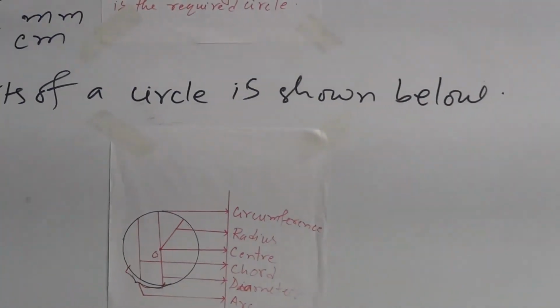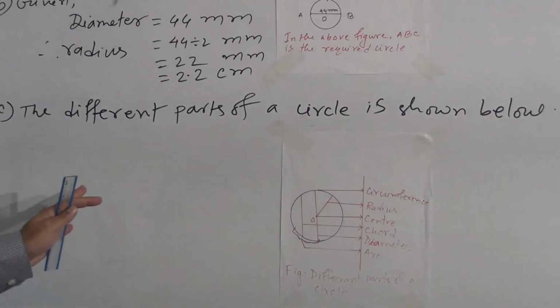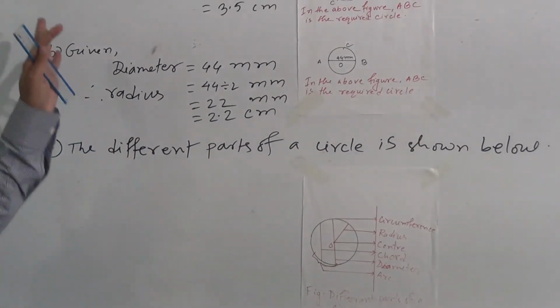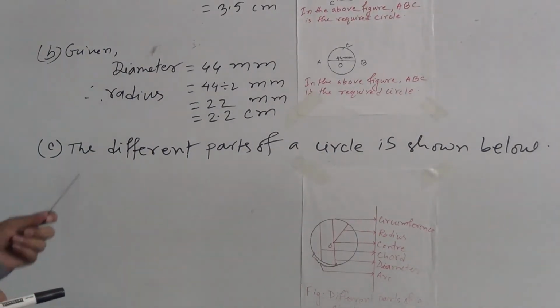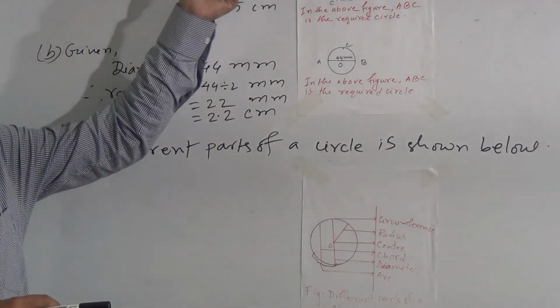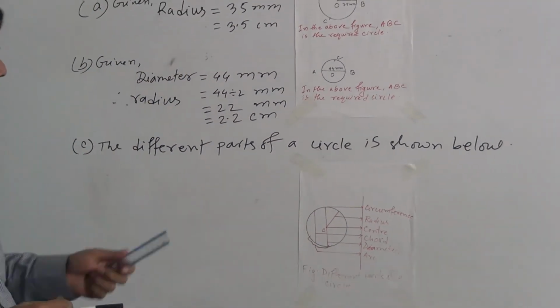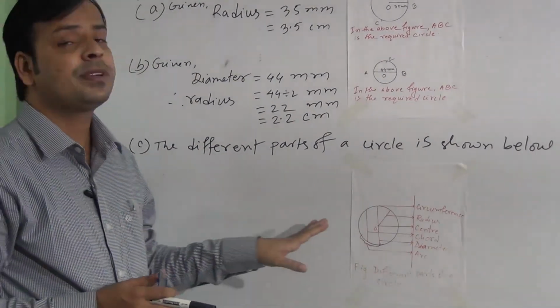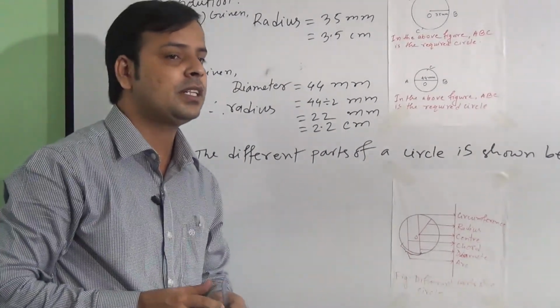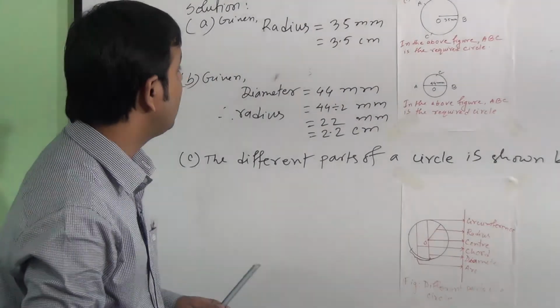The students, I hope you have understood how to solve this type of questions when the radius is given, how to draw the circle, when the diameter is given, how to draw the circle, and which are the different parts of a circle. This type of question you can solve yourself.